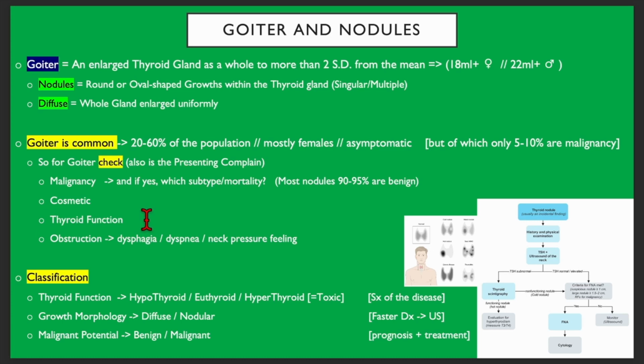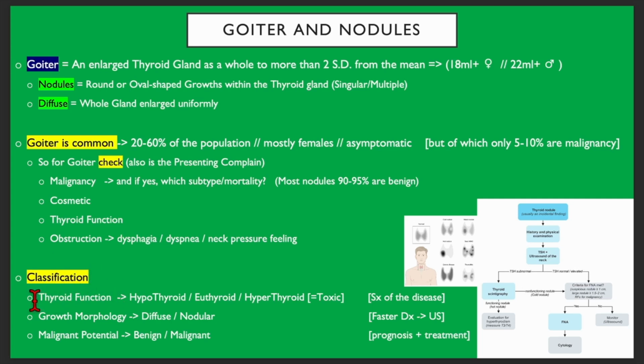Maybe some thyroid function problem, like hyperthyroidism or hypothyroidism. We talk about them. Maybe there is some obstruction if they are too big, so that they cannot eat, they cannot breathe, and they have a pressure feeling in the neck. Or we need to check basically the malignancy, because there is this 5-10%. So we said most nodules are benign, but we need to find the subtype and mortality and prognosis of this malignancy.